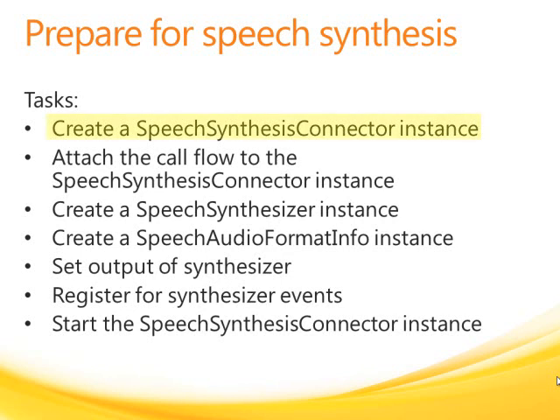1. Create a speech synthesis connector instance. 2. Attach the flow of the call to the speech synthesis connector using the connector's attach flow method. 3. Create a speech synthesizer instance. 4. Create a speech audio format info instance. 5. Set the speech synthesizer's output by using the set output to audio stream method. 6. Register for notification of speech synthesizer events such as speak started and speak completed. 7. Start the speech synthesis connector instance using its start method.